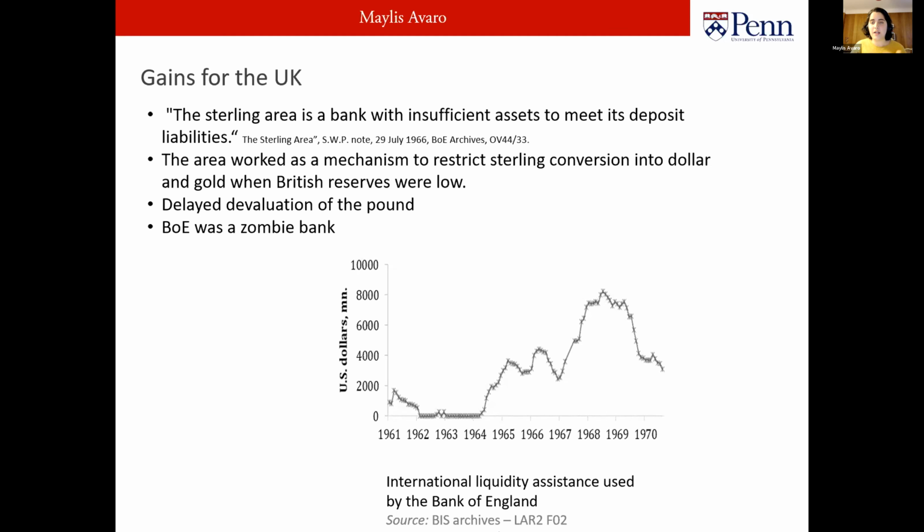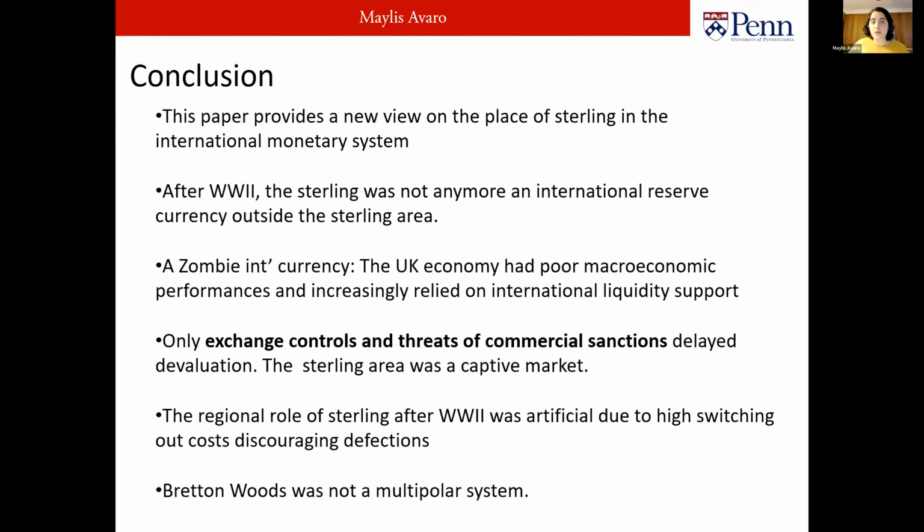reserves were low. And this allowed for devaluation of the pound and delayed the adjustment that should have been made after the war. And so I argue that because of this, we should think of the Bank of England as a zombie bank, and the UK and sterling as a zombie international currency. And so to conclude, in this paper I provide a new view of the role of sterling in the international monetary system after the war, arguing that it was not an international reserve currency outside of the sterling area because European countries used mostly dollar reserves.